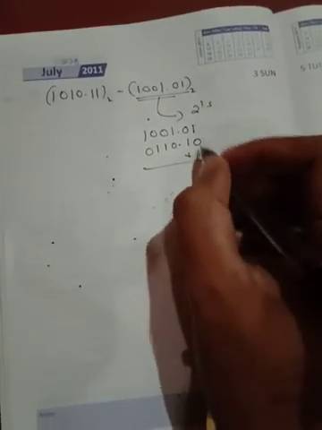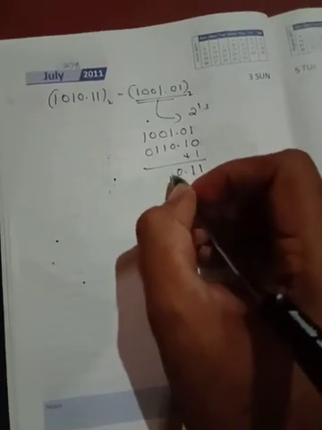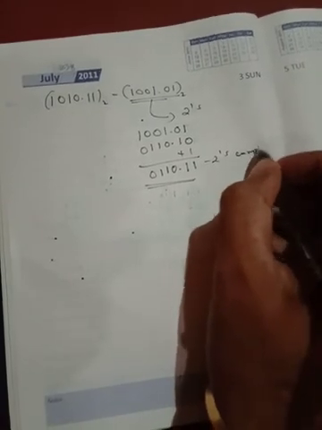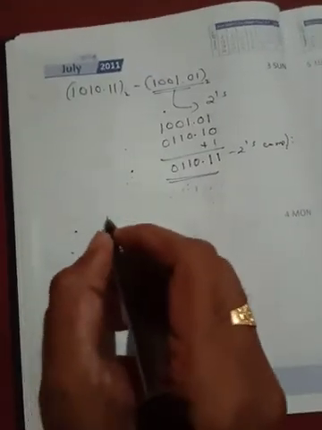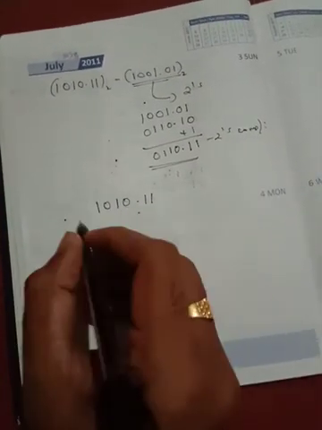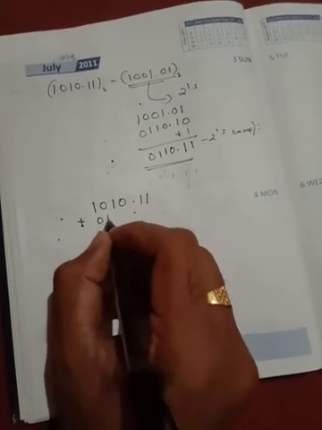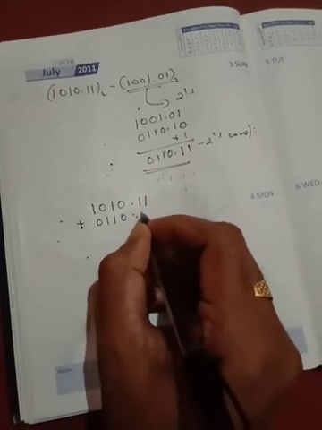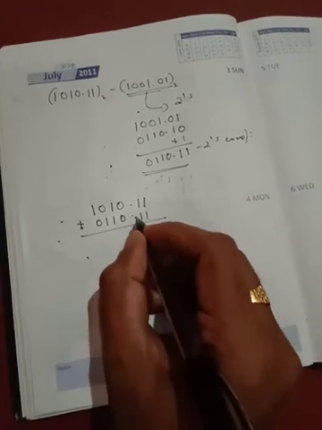So 0 plus 1 is 1, bring 1 down here, again 0, then 1, 1 and 0. So this is the 2's complement, correct? Now whatever answer you received, you have to add that answer to the minuend. So how to do that? It is 1010.11 plus 0110.11, isn't it? Now bring down that dot here in the result.